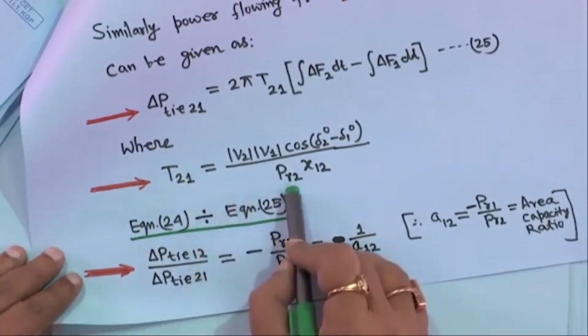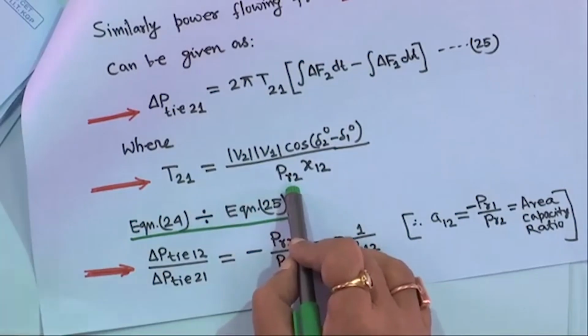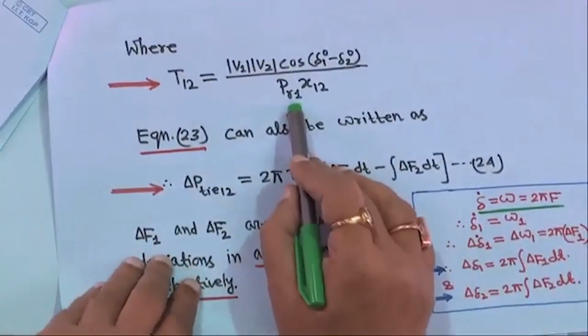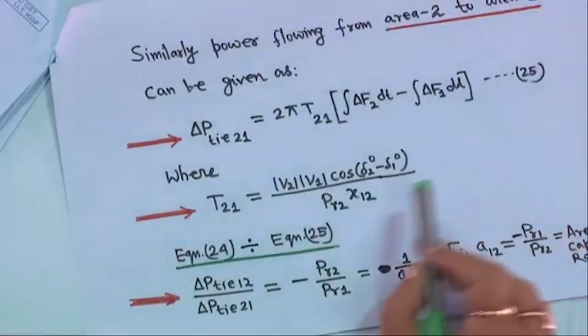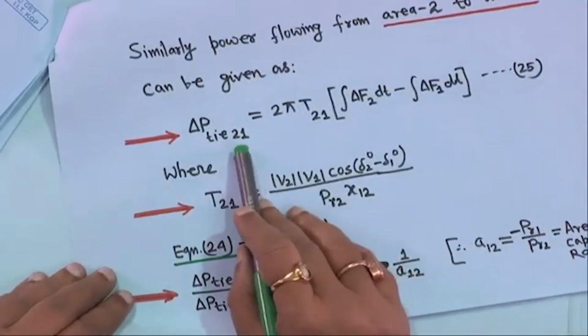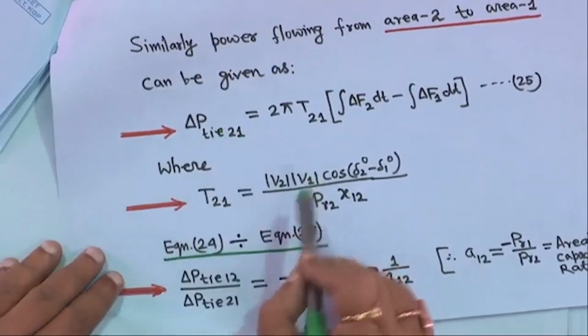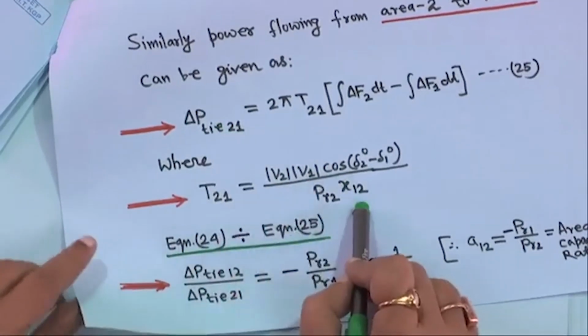So, this is divided by Pr2. In the previous one it was in area 1, that is why it was divided by Pr1 on both sides. So, that means this is in per unit. I told you that I will not mention it again and again, but this is in per unit delta. So, T21 is this one, right.